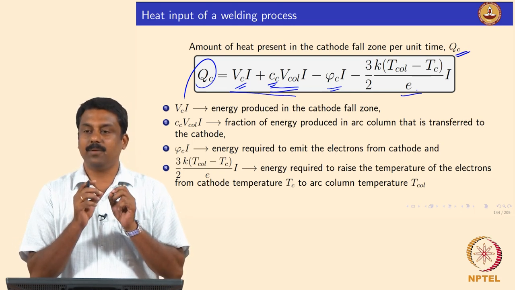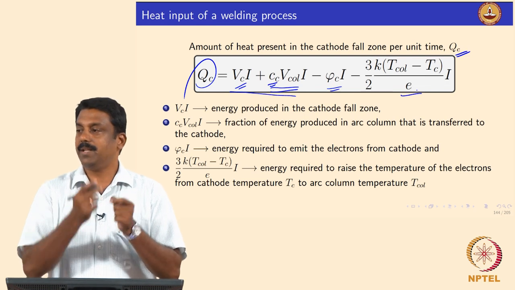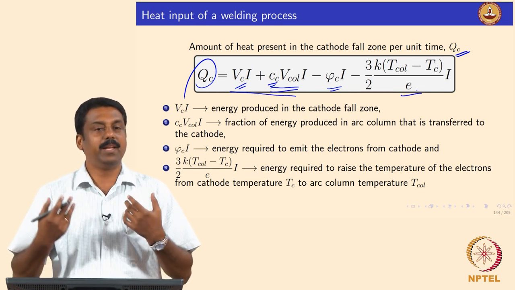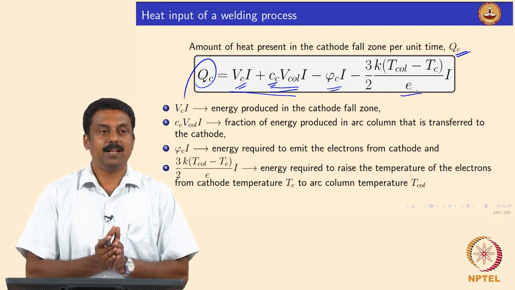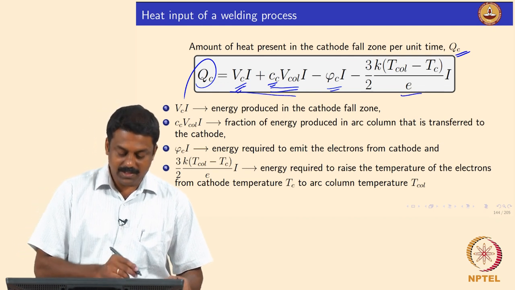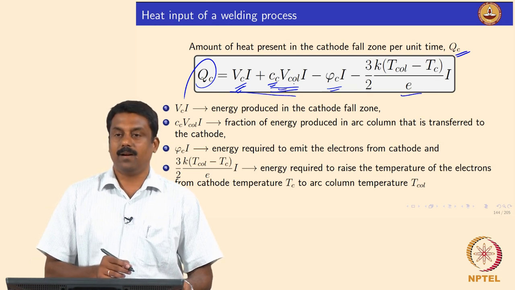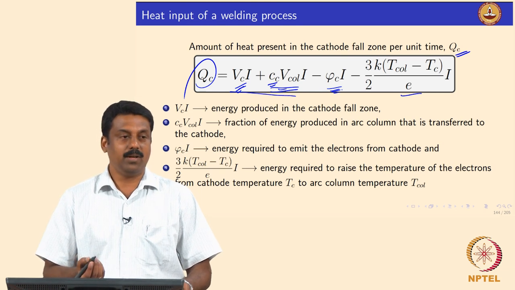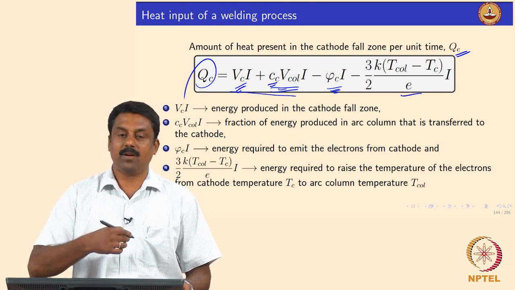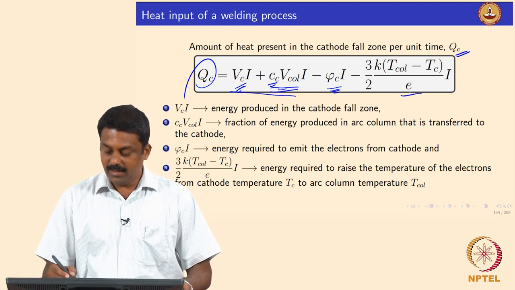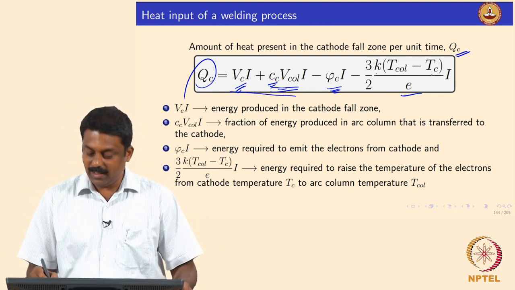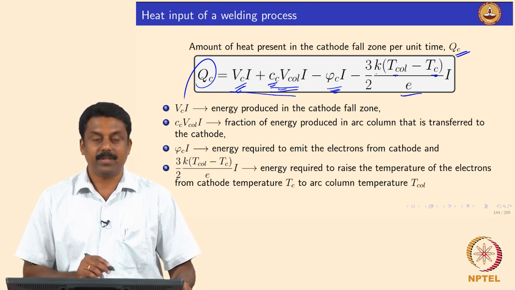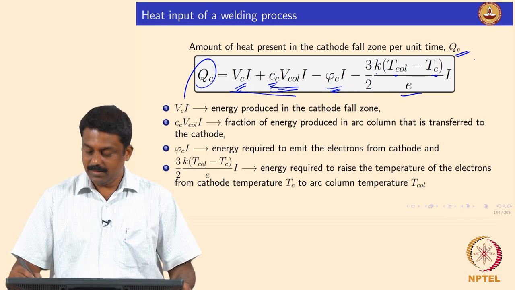When the electrons are in the cathode, the electron temperature is the cathode temperature. The moment the electrons come out, they also consume heat, because they have to be heated up. So, the heat balance at the cathode fall zone is the heat energy generated in the cathode, plus energy acquired from the arc column, minus energy consumed to produce an electron, minus energy consumed to heat the electron produced to the arc column temperature, and that is 3/2 k, the Boltzmann constant, times delta T, the difference between the electron temperature and the column temperature, divided by e.